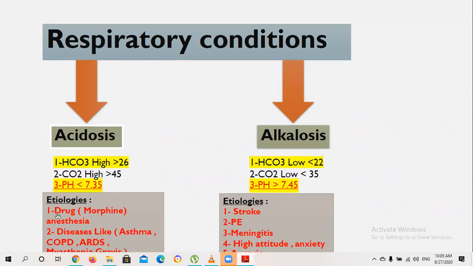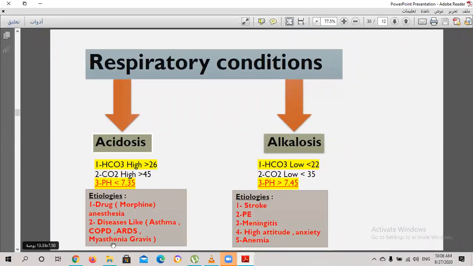What is the etiology of respiratory acidosis? We have drugs like morphine or, in general, anesthetic drugs. We have diseases like asthma, COPD, GERD, acute respiratory distress syndrome. We have myasthenia gravis. These are the diseases that come with respiratory acidosis.